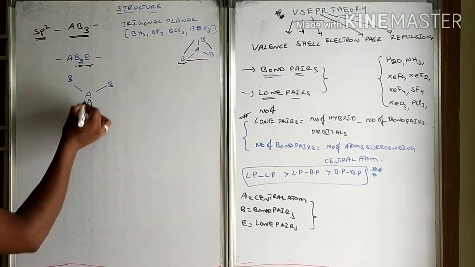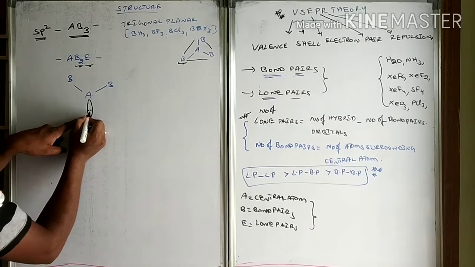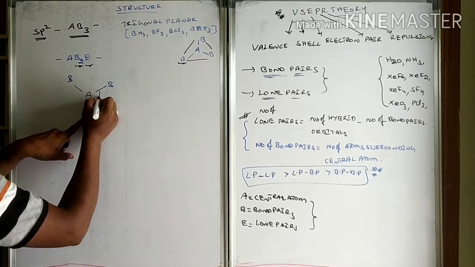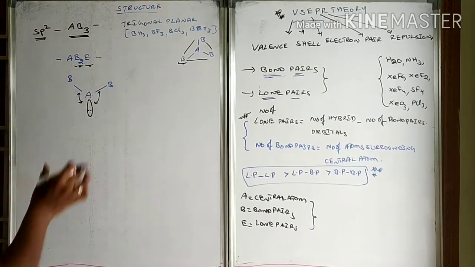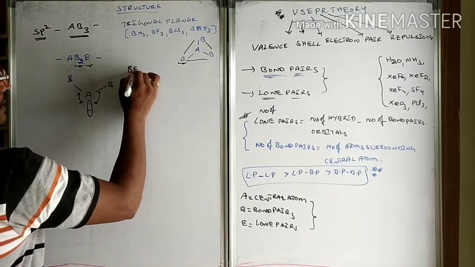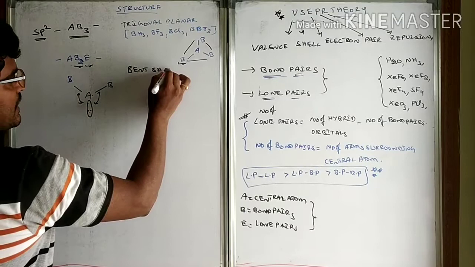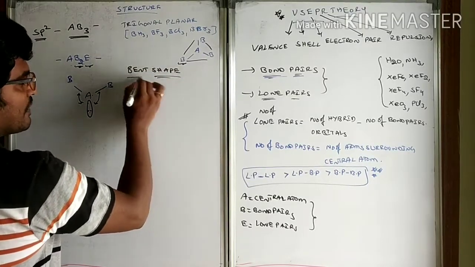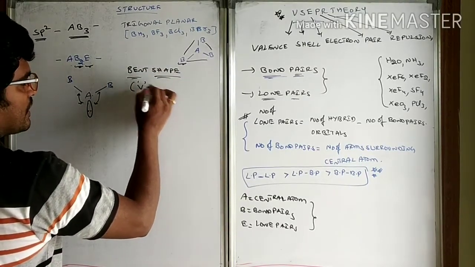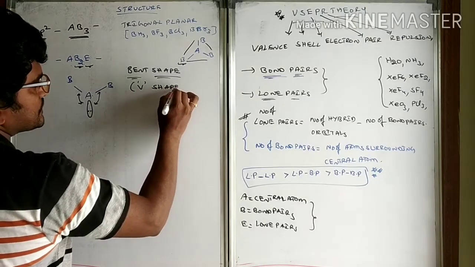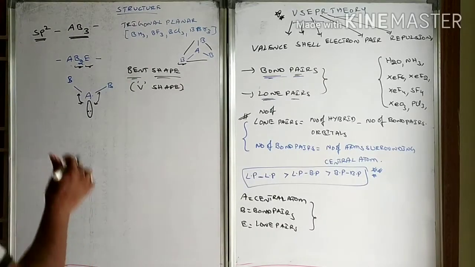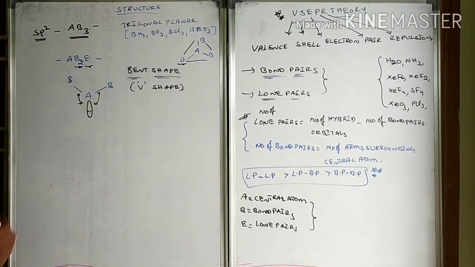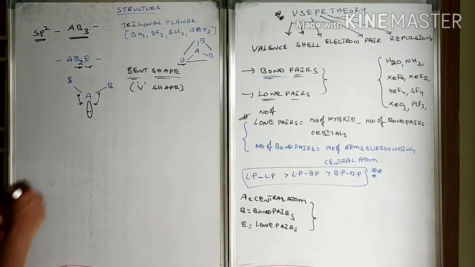Since it is replaced with the lone pair, there will be repulsion between this lone pair and the atoms. Maximum repulsions will be present and hence its shape will become bent shape, or V shape will come. So the shape of this molecule will be bent or V shape. Like this we can understand this AB2E molecule.